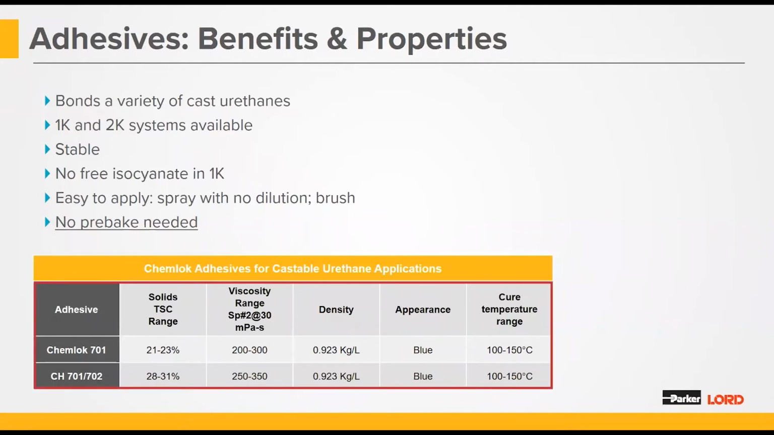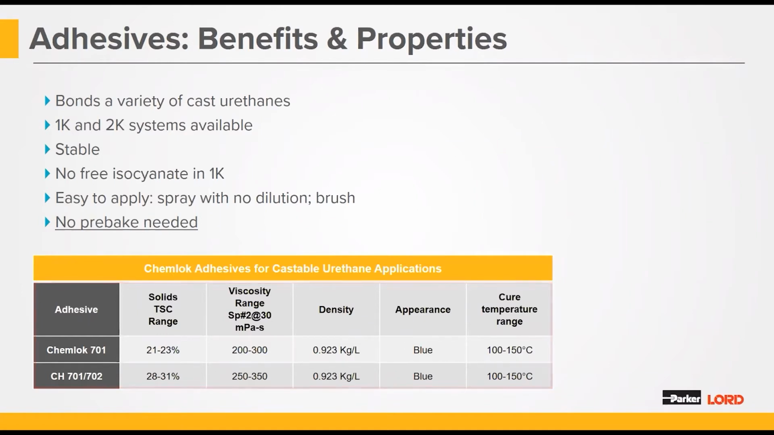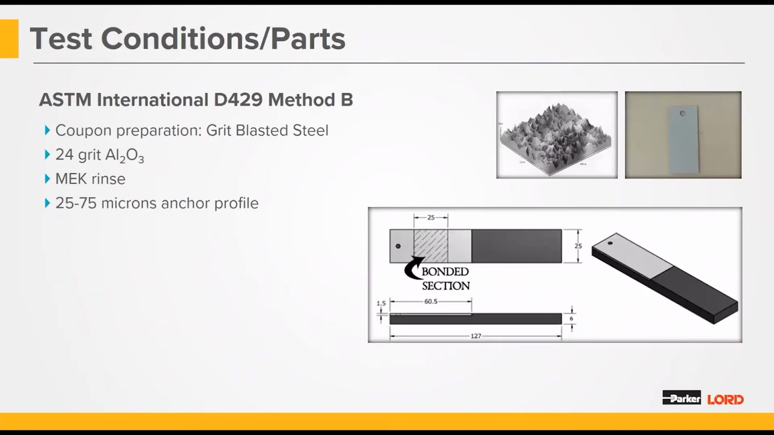Chemlok 701, the 1K, has solids of 21 to 23% and a viscosity range of 200 to 300 CPS. It's blue and has a cure temperature range of 100 to 150. Chemlok 701, 702 has a solids content of 28 to 31%, 250 to 350 CPS for viscosity. It's blue and also works in that same cure temperature range. For this particular ratio, we use 10 to 1. You will have a pot life of anywhere between 1 and 3 hours. Now, later on in the presentation, Christina is going to refine this ratio and talk about some of the trends with it.